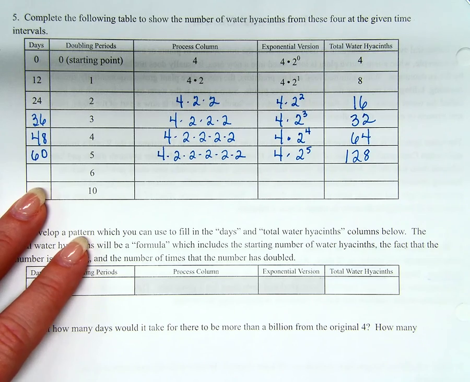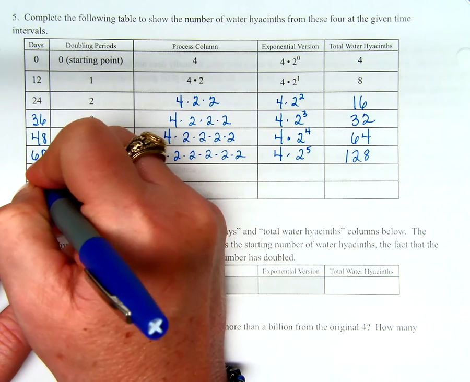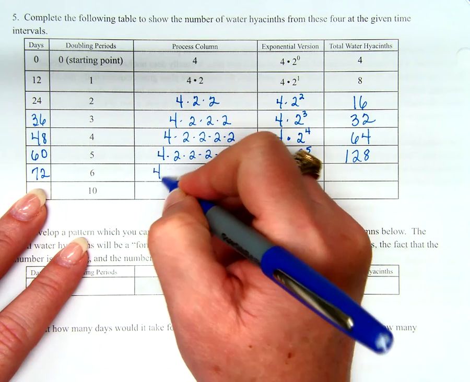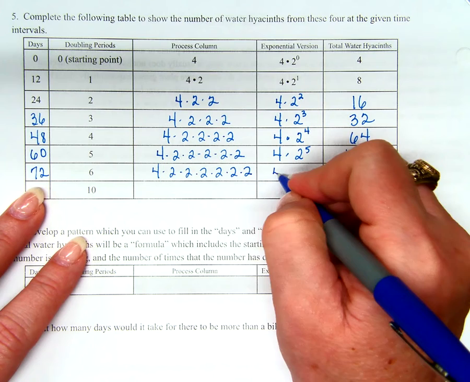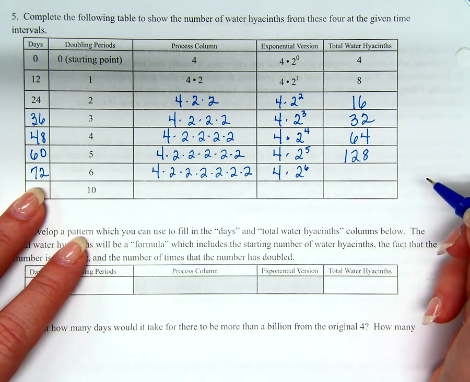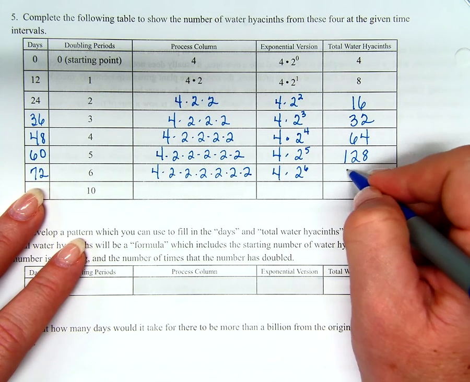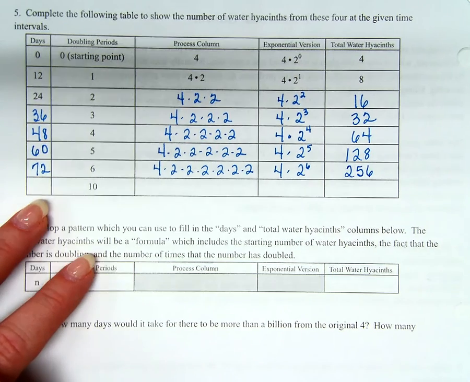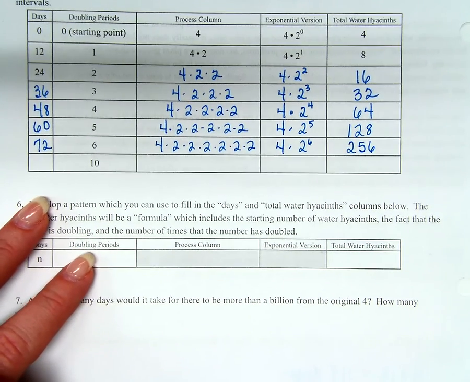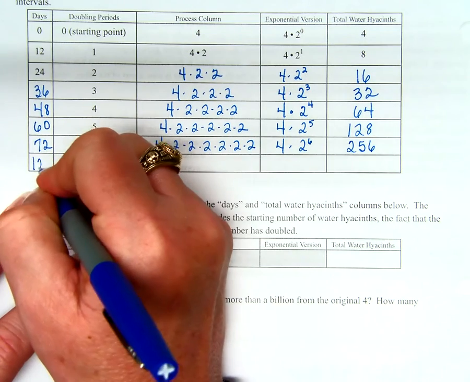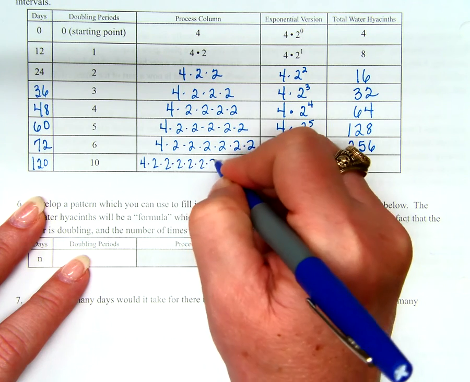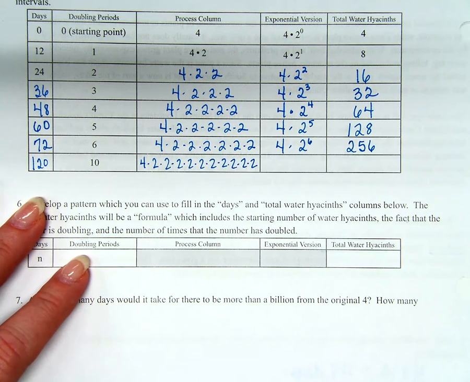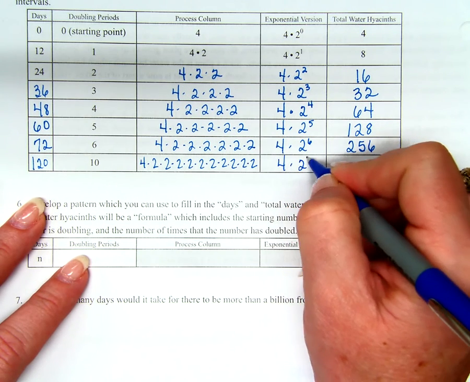We got 2 more rows to go. After 6 doubling periods, how many days is that? 72 days. Process column. 1, 2, 3, 4, 5, 6. So 4 times 2 to the 6th. So how many total water hyacinths? 256. After 10 doubling periods, how many days is that? 120. Process column? 1, 2, 3, 4, 5, 6, 7, 8, 9, 10. Exponentially? 4 times 2 to the 10th.